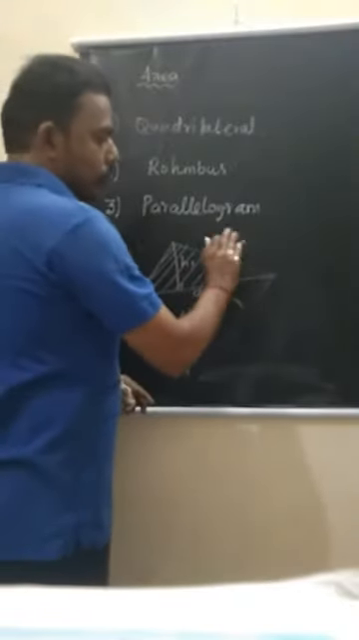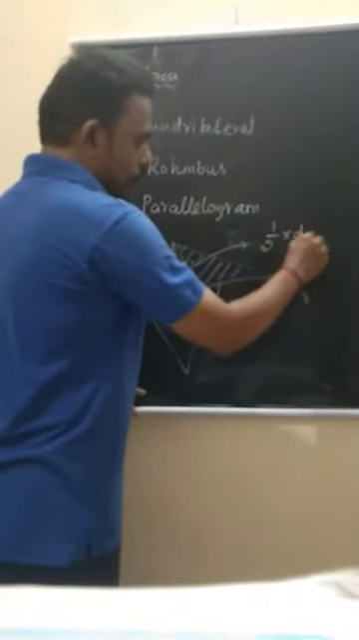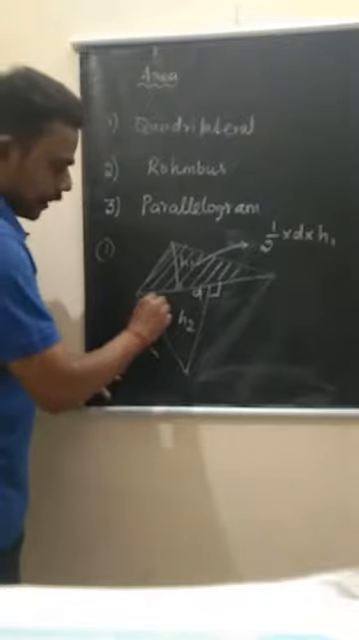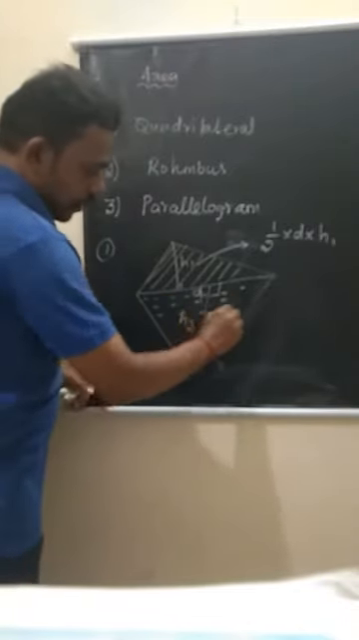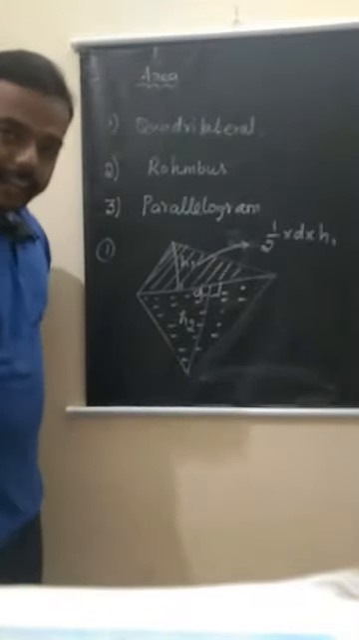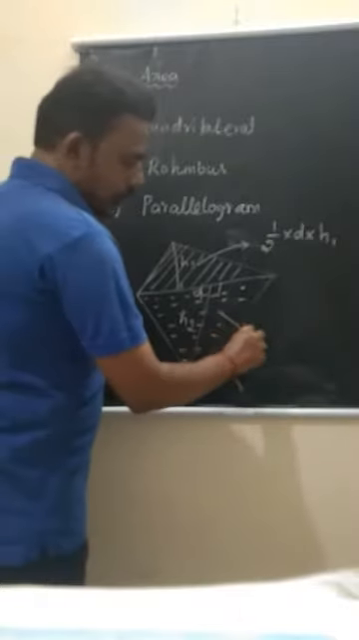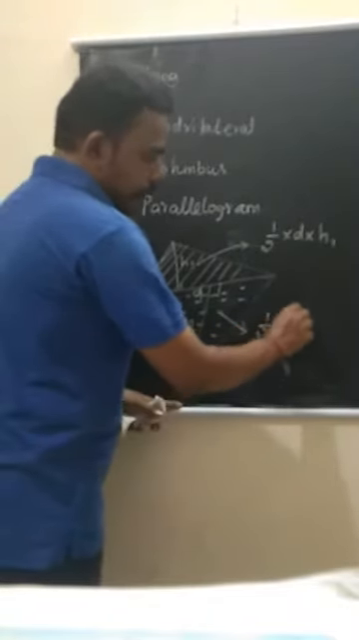Now the area equals this area. Already we know the area of a triangle is 1/2 into base into height. So 1/2 into D into H1. And next, this diagonal divides our quadrilateral into two triangle parts. In the next triangle we have height H2 and the same base D. So for this triangle, 1/2 into the same D into H2.